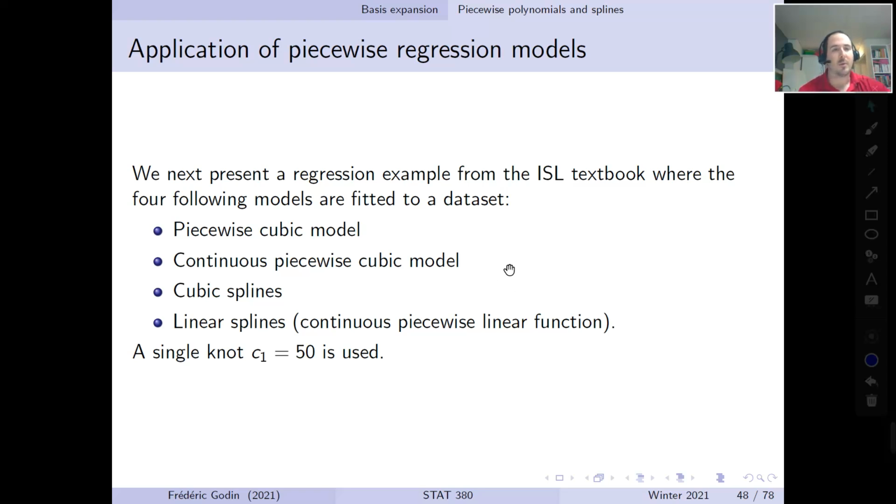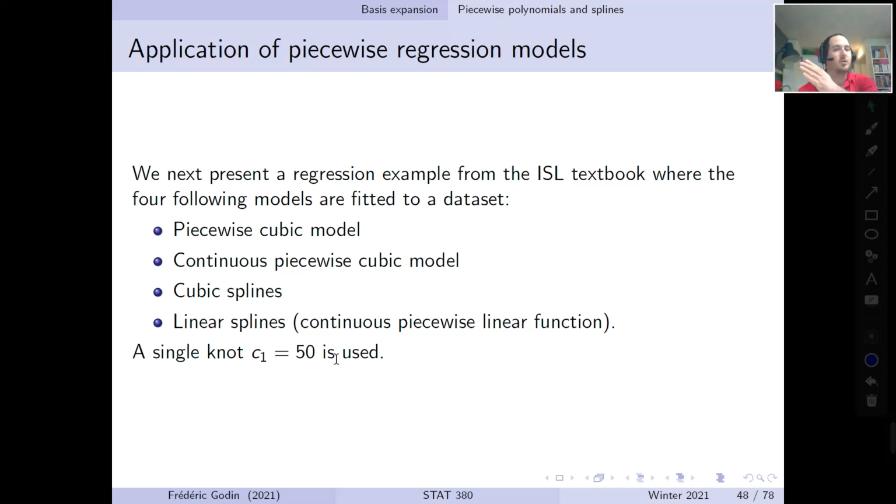Then you have the continuous piecewise cubic model, where we impose continuity at the knots, but we don't impose smoothness through continuity of derivatives. There are cubic splines, which are the most smooth version, where we impose both continuity and continuous first two derivatives even at the knots. And finally, there are the linear splines, where we have a continuous linear function. Okay, and simply for illustrative purposes, a single knot was used.